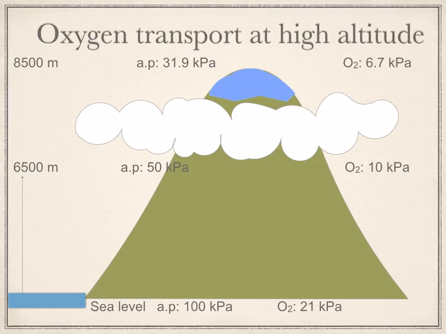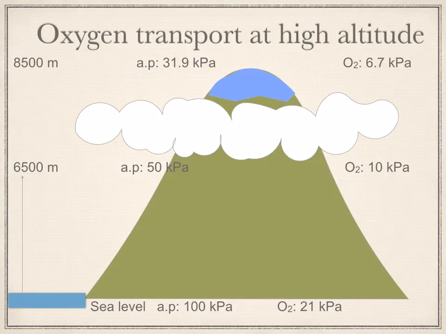So let's have a look at this example. If you go 6,500 meters above sea level, the atmospheric pressure decreases to about 50 kilopascals. Now, since the oxygen partial pressure is 21% of this, the oxygen partial pressure will be 10 kilopascals. So 20 over 100 times 50 is about 10 kilopascals.